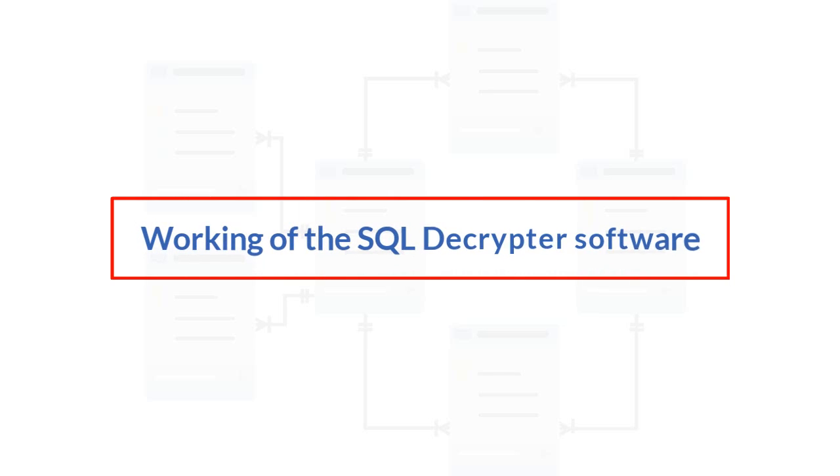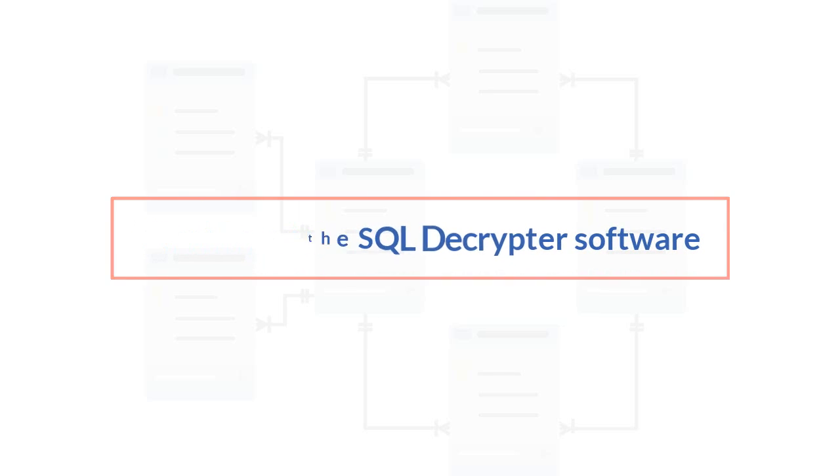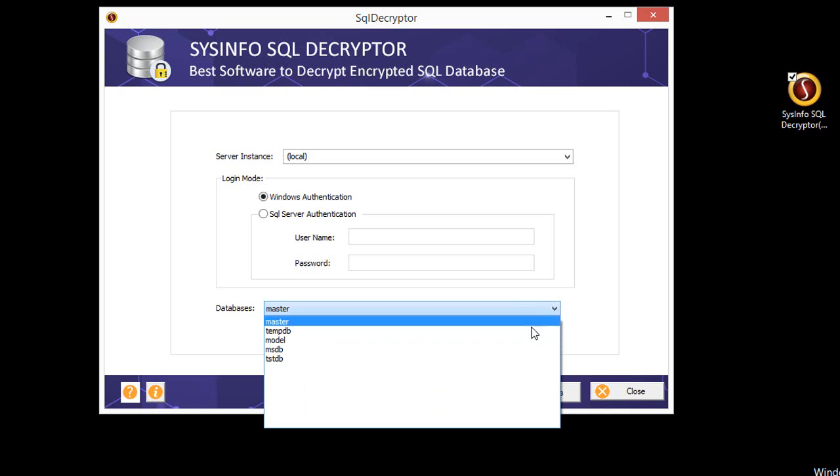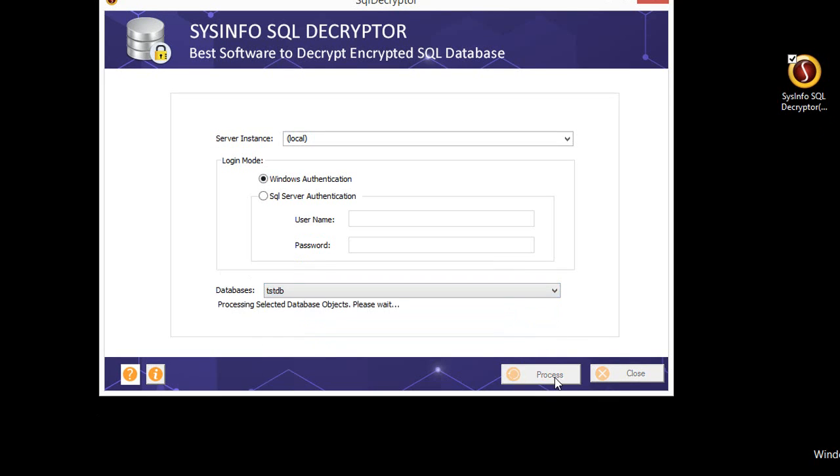Let's now understand the working of the SQL Decrypter software. Launch the SQL Decrypter software, choose the server instances. Select the mandatory login mode, either Windows Authentication or SQL Server Authentication. If you go for Windows Authentication, you do not need to log in to the database. After that, from the drop-down list, choose the appropriate database name. Click the Process button to continue.